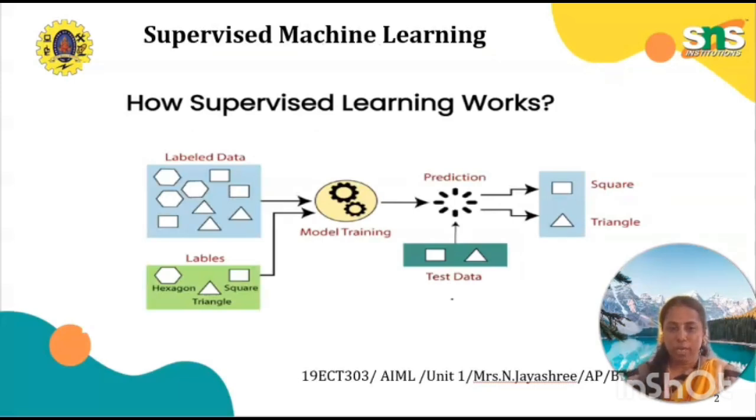The input contains a ample number of shapes, right? Hexagonal, square, triangle, and pentagon, etc. This is given to the model as training data. This training data is then applied to the test data. When the test data matches the input data, it will give us the output. That is how the square and the triangle output came.